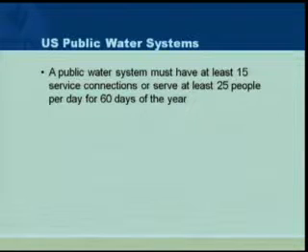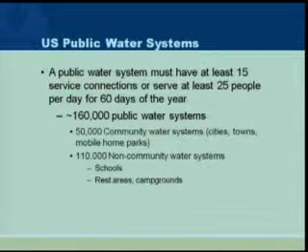So what do we have here in the United States? Public water systems. A public water system has service connections that serve 25 people a day for 60 days a year, and there are 160,000 public water systems around the United States. 50,000 are community systems, so in cities and such, and 110,000 are non-community water systems, like schools and rest areas.